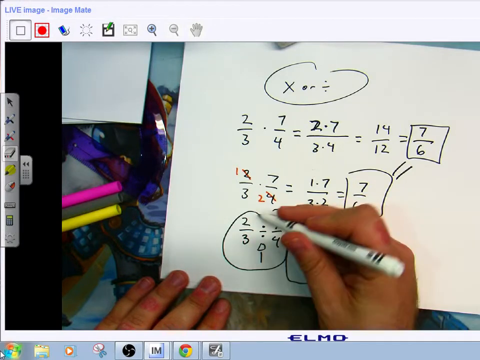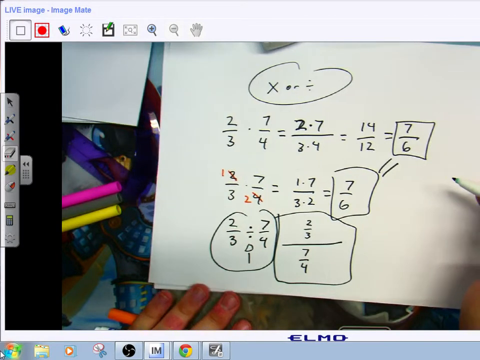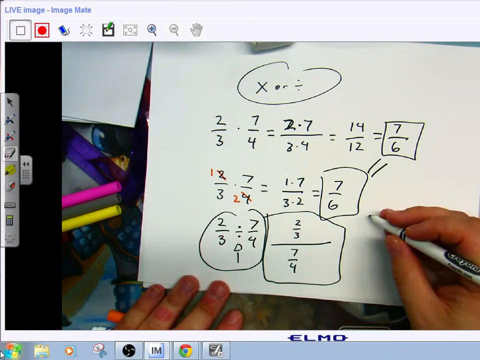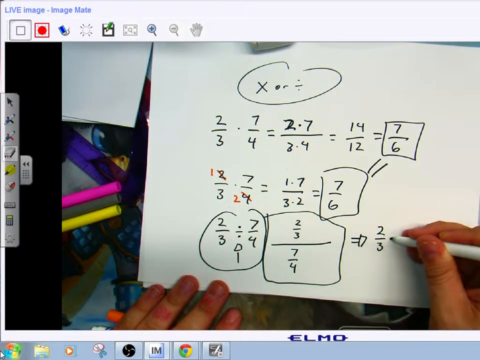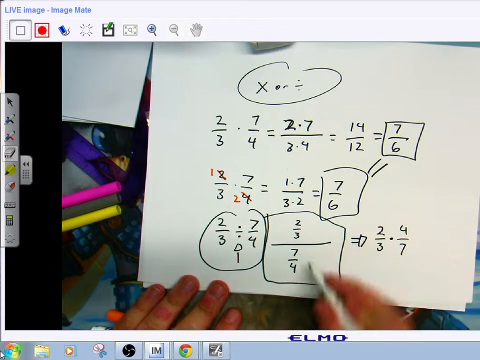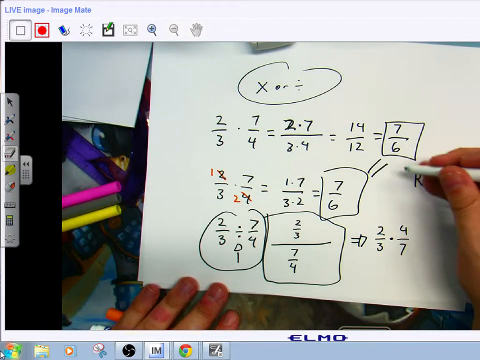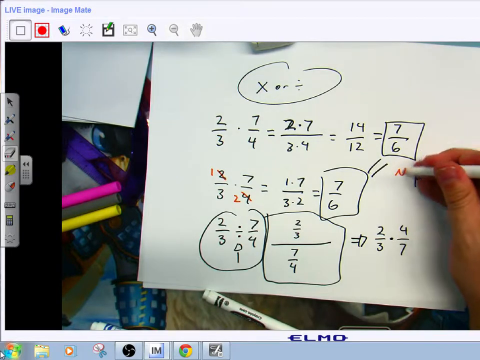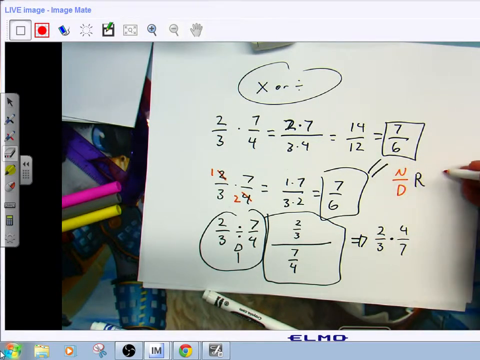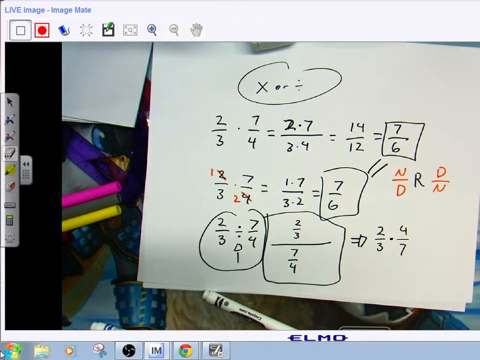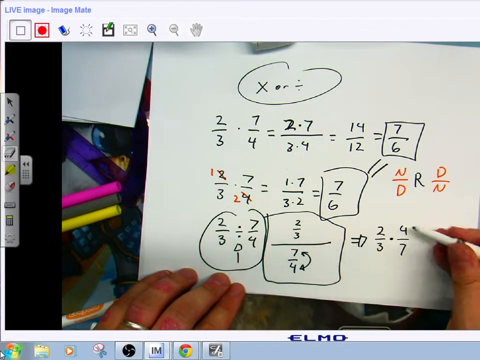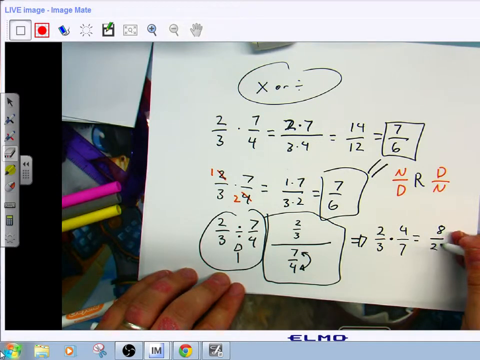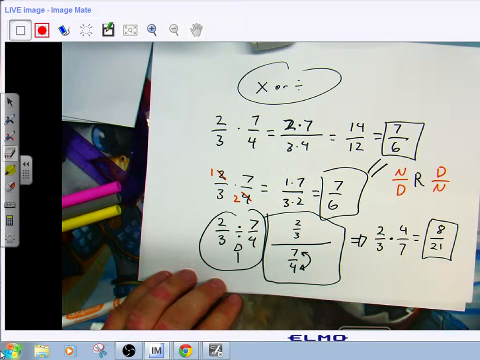Now, whenever we're dividing by a fraction, what makes the most sense for us to do is to actually multiply by the reciprocal, so that all of this becomes instead 2/3 times 4 over 7. The reciprocal: if I have the numerator over the denominator, the reciprocal means I flip it. The denominator becomes the numerator, and the numerator becomes the denominator. So that's what I did. 7/4, all I did was flip it, and so I get 4 over 7. Now I just multiply across, I get 8/21, and that's my answer. All right?